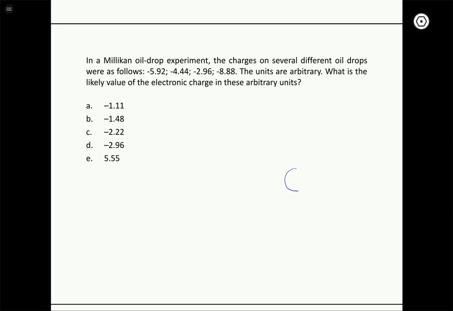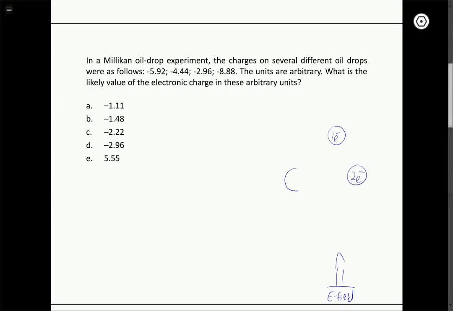So the key concept here is in the oil drop experiment, he had an electric field that was opposing some falling oil drops. So each oil drop could have some amount of charge on it, and that charge was caused by different numbers of electrons. So you could have 1 electron, 2 electrons, 3 electrons, 4 electrons, and so on. But that means that the charge that was observed, that was measured by this experiment, was going to be some whole number multiple of the fundamental charge.